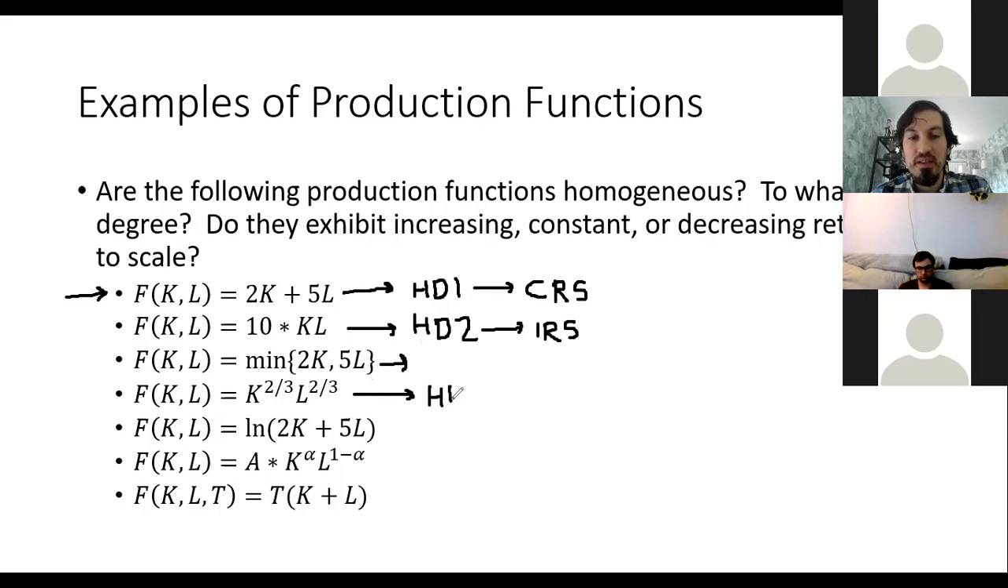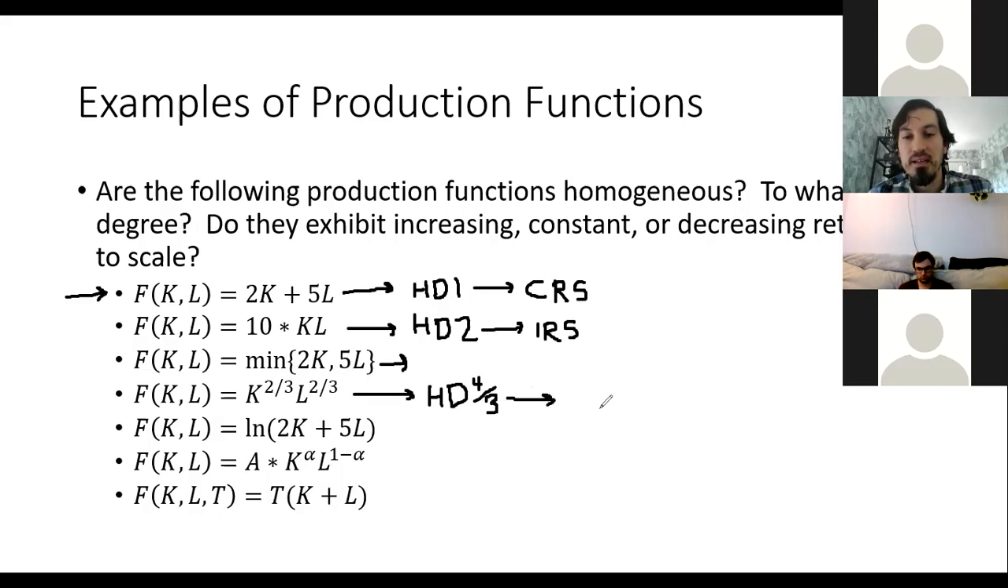Homogeneous of some degree that's not an integer. What do you think? I told you this before with Cobb-Douglas functions. Remember what I wrote on the piece of paper? This is a form of a Cobb-Douglas function, K to some power, L to some power. It's allowed to have a constant here. Here the constant is just 1. But all Cobb-Douglas functions are homogeneous of degree equal to the sum of the two exponents. So it's homogeneous of degree 4/3, strangely enough.